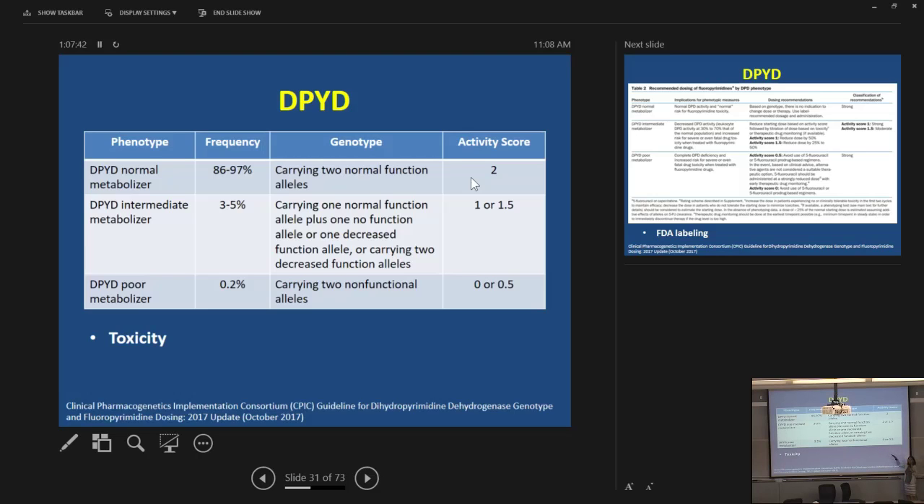Toxicity-wise, what would we expect if you had a person who was a poor metabolizer? What are going to be our side effects from 5-FU or capecitabine? Diarrhea, mucositis, hand-foot syndrome. Will we get myelosuppression? Myelosuppression is not typically a side effect that we see in great extremes in normal metabolizers, but if you're a poor metabolizer, those people can have severe myelosuppression. So basically everything times 10.